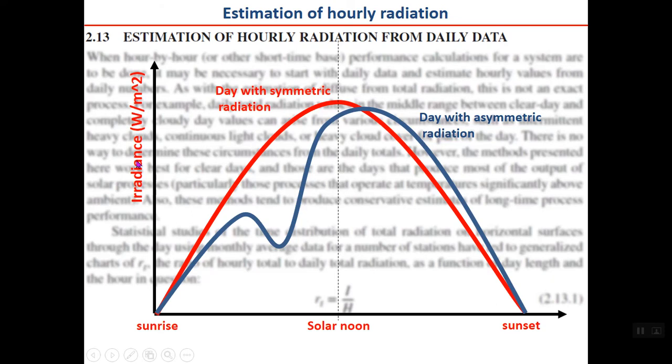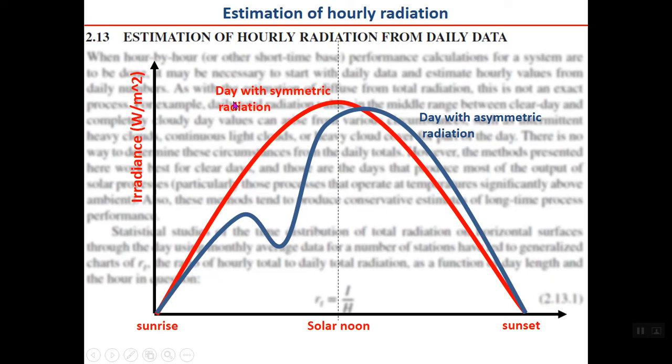You may remember that we had two things: irradiance, which is the instantaneous value, and irradiation or insolation, which is the energy, and the unit is joule per square meter. Okay, this is the irradiance or instantaneous value of solar radiation.